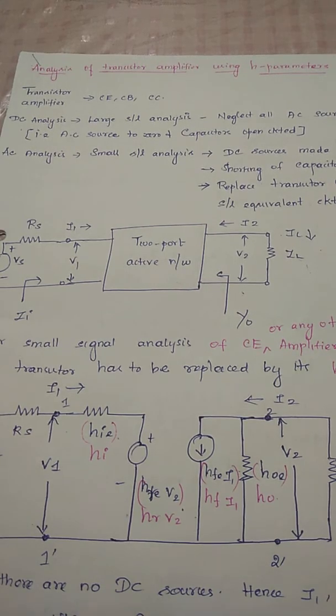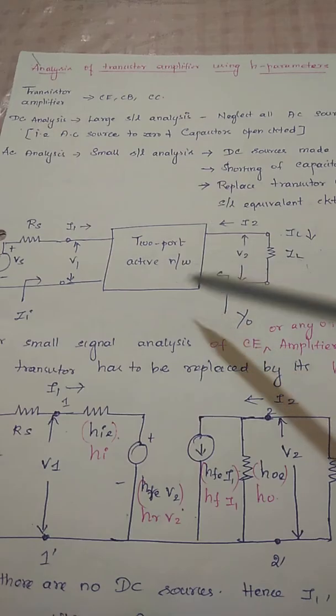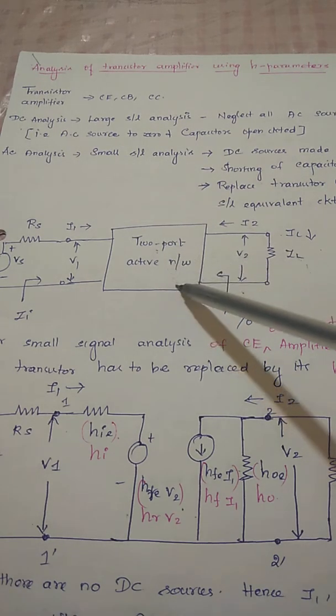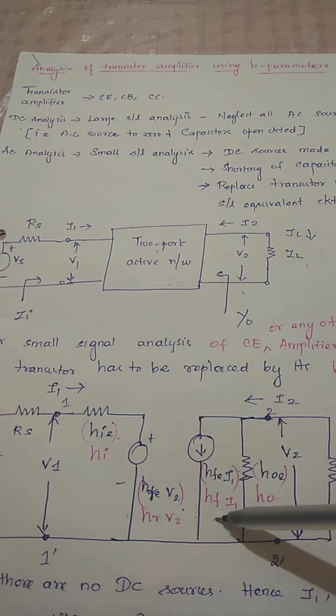So if you know the Q point, from the Q point if you vary plus or minus 10% of your input voltage, you can see the linearity in the graph. So the linearity of your transistor is to be analyzed now. For that portion you cannot have the transistor directly. Instead you use a two-port active network, on which the H parameter model is drawn.